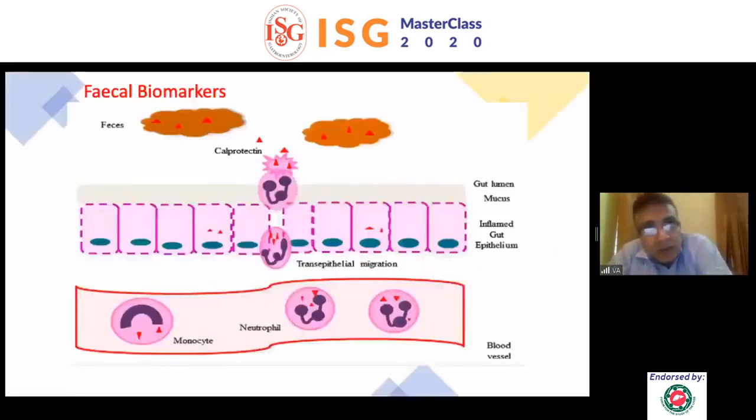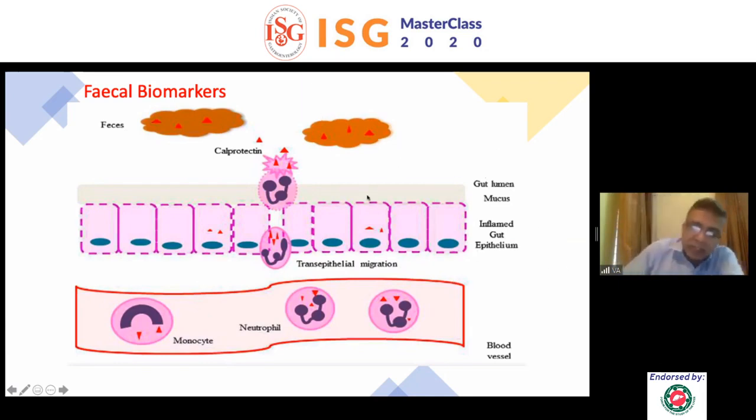Then we have a very good biomarker which has come up, and that is calprotectin. Calprotectin is a cytosolic protein in neutrophils. Whenever there is inflammation, neutrophils will go through the endothelium, there will be migration through the epithelium, and as a result, neutrophil lysis may occur, leading to release of this cytosolic protein known as calprotectin, and this can be measured in the fecal samples. And obviously, this will correlate with the inflammation.